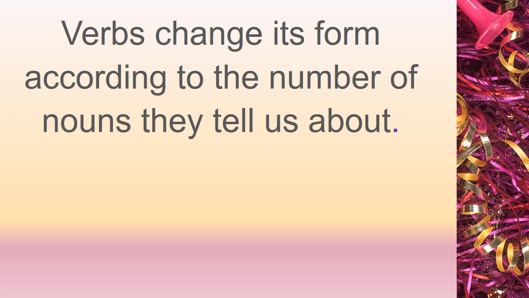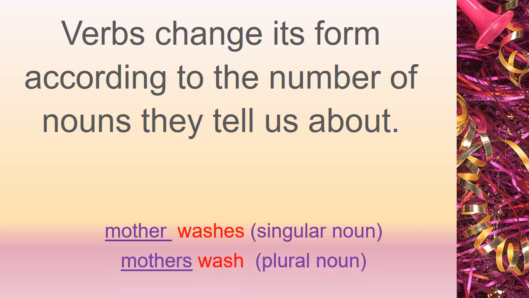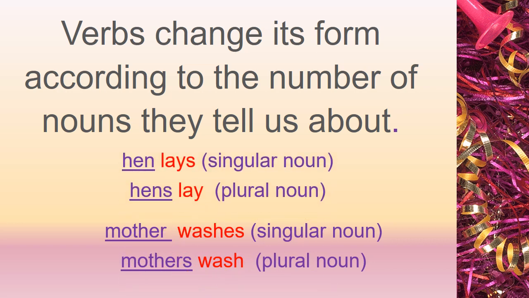Verbs change their form according to the number of nouns they tell us about. For example, mother washes, where mother is singular, and mothers wash, where mother is plural. Hen lays, where hen is singular, so the verb changes. We add s to the verb. Hens lay, where hens is plural, so the verb stays as it is.